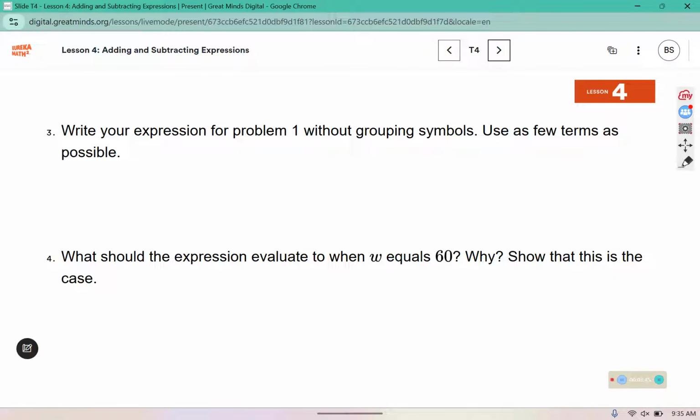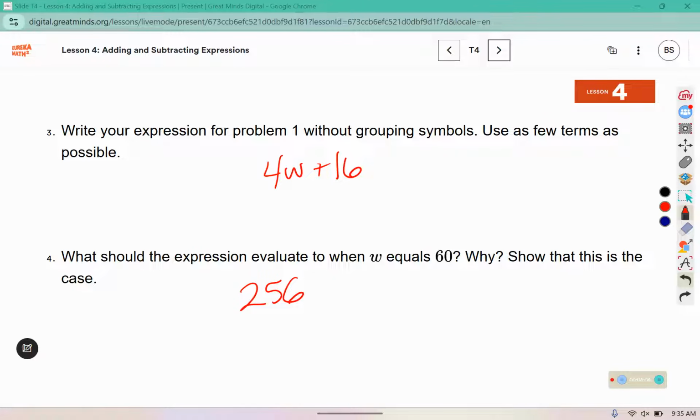Write your expression for problem 1 without grouping symbols. Use as few terms as possible. So that is that 4W plus 16 version. What should the expression evaluate to when W equals 60? It should evaluate to 256. Well, why? Because 4 times 60 plus 16 is 256. It says show that this is the case, so you're showing your work.